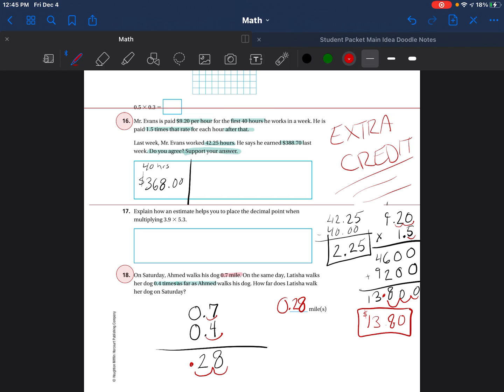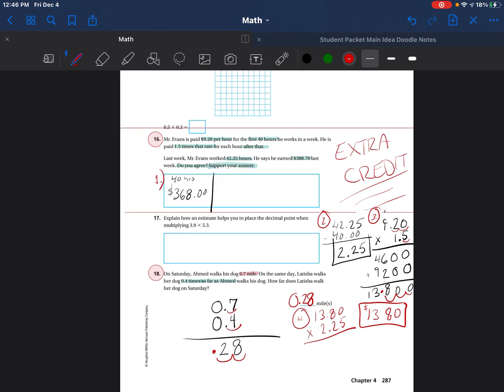So what we do, or let's kind of review. First we find out how much he makes in total for 40 hours. Step 2, we figure out how many hours over he worked. Step 3, we figure out how much time and a half actually equals, and that is $13.80. And then step 4, I know it's a big problem, we have to take $13.80 times the hours that he was over, which is 2.25.